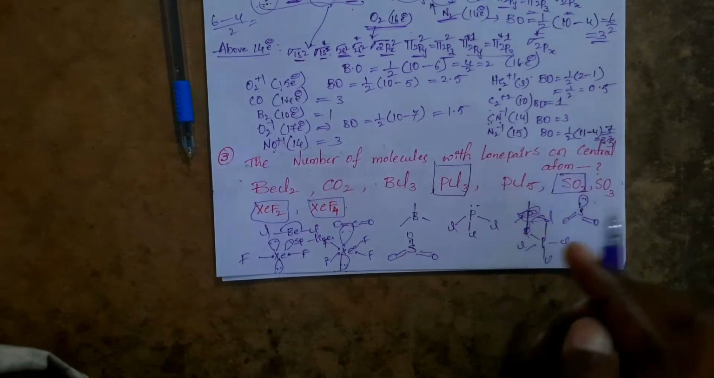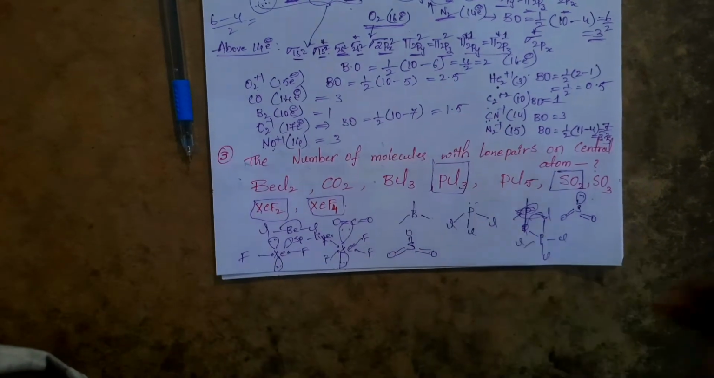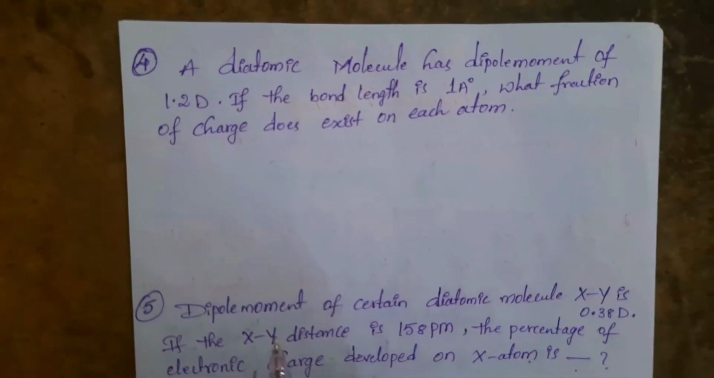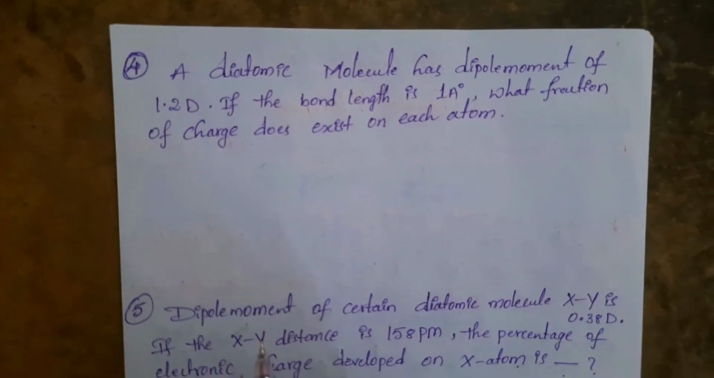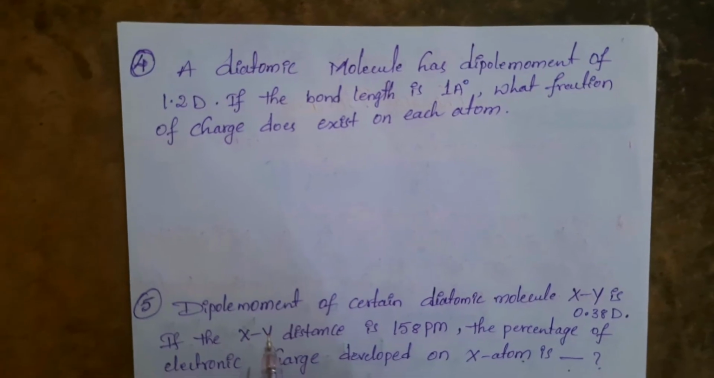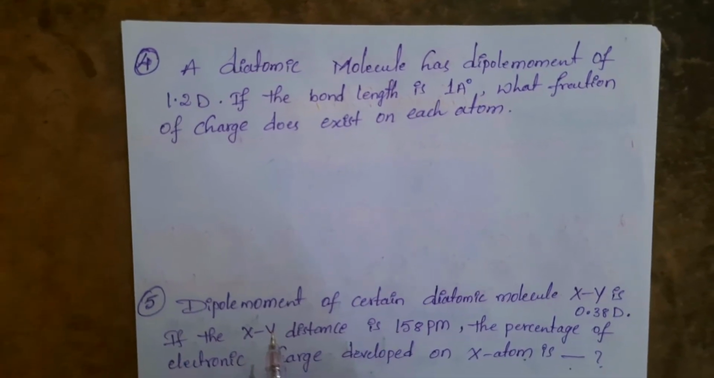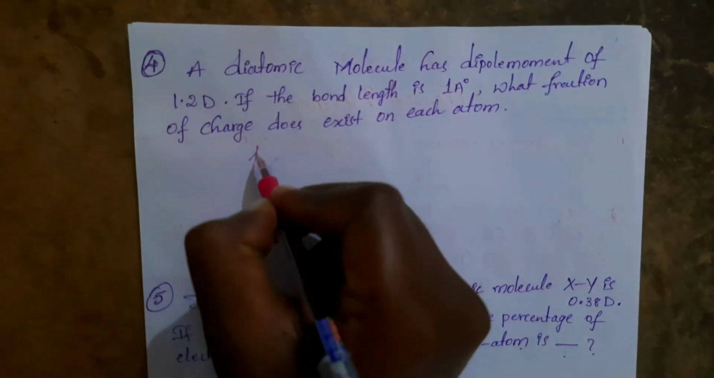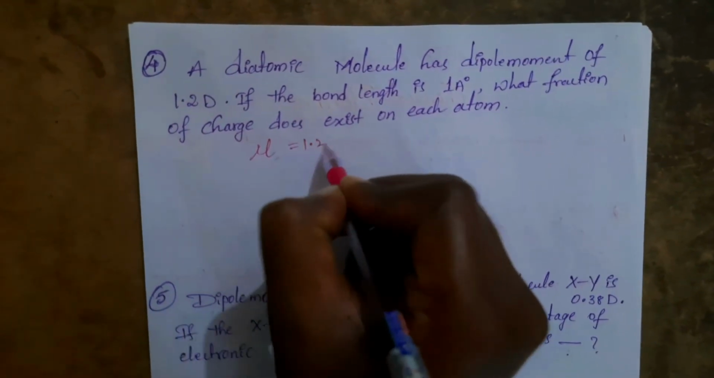How many have atoms with lone pairs? 1, 2, 3, 4 atoms. Yes. Next question, you see here. A diatomic molecule has a dipole moment of 1.2 D. If the bond length is 1 angstrom, what fraction of charge exists on each atom? They are saying. What have they given? Dipole moment they have given, 1.2 D.